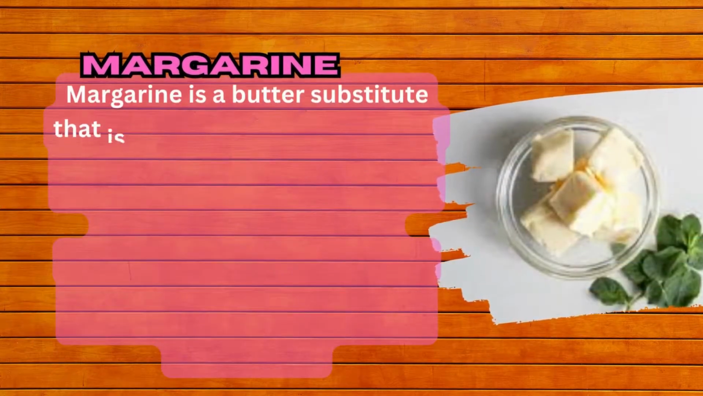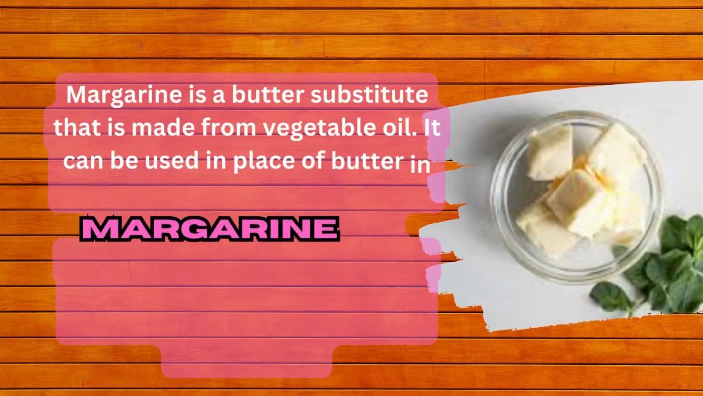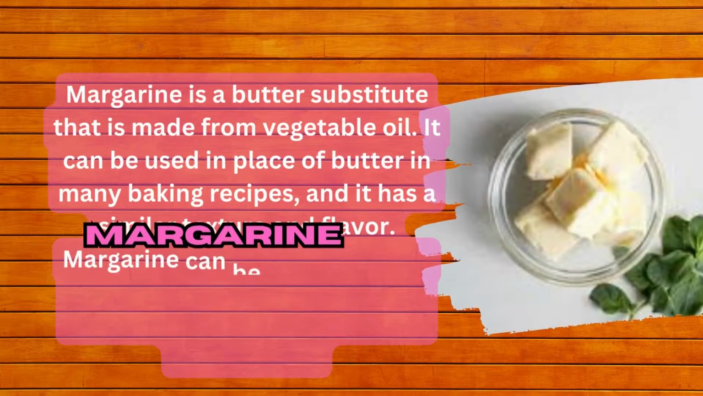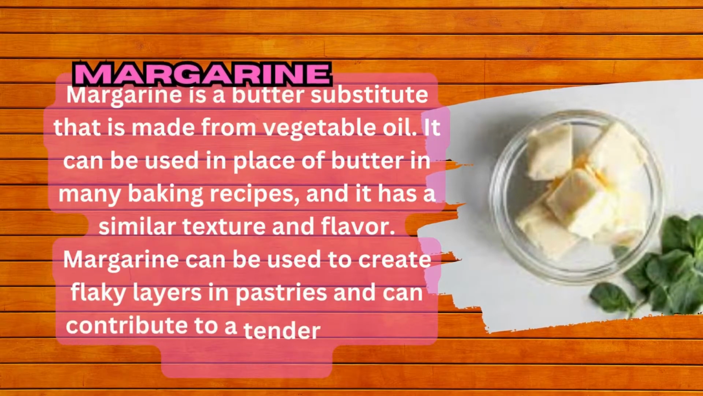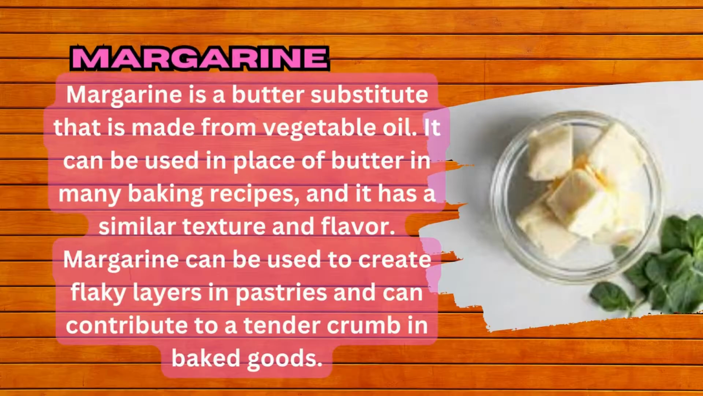E. Margarine. Margarine is a butter substitute that is made from vegetable oil. It can be used in place of butter in many baking recipes, and it has a similar texture and flavor. Margarine can be used to create flaky layers in pastries and can contribute to a tender crumb in baked goods.